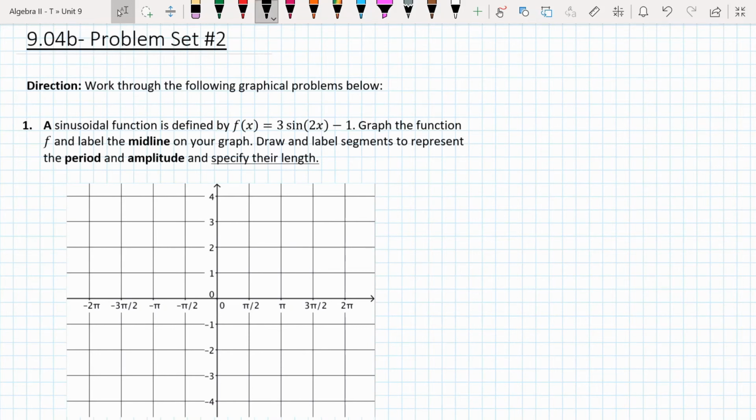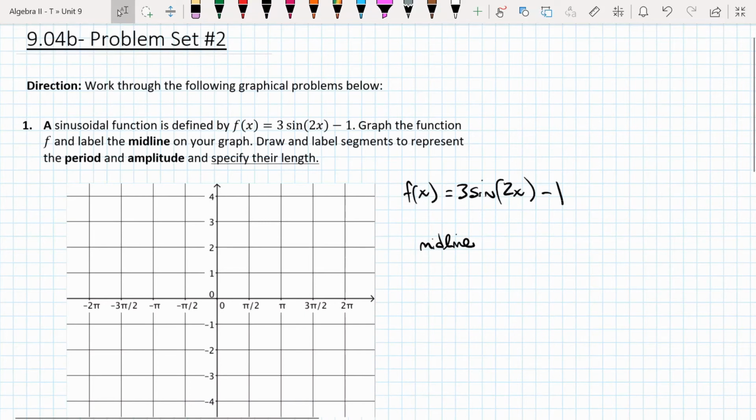So here we have the equation of a specific trig function. And our goal here is to graph this on this coordinate plane here. So in order to graph these, what we want to do is identify the three key characteristics that we talked about at the beginning of the video. The first being the midline. That is going to be the k value, which is the number on the outside. So in this case, the k value is -1.